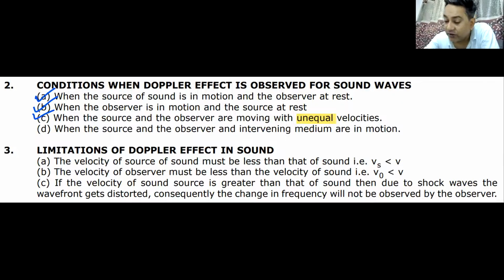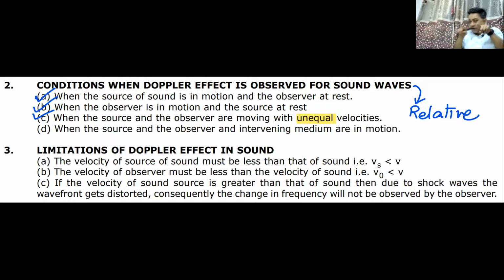So basically what it is saying is that there must be relative motion between the source and the observer. Do we understand this? If both are moving, it is not said that there is motion between the source and the observer. It is said that there is relative motion between the source and the observer. So both moving with the same velocity does not make sense. If they are moving with unequal velocities, then only you will have Doppler effect coming in.